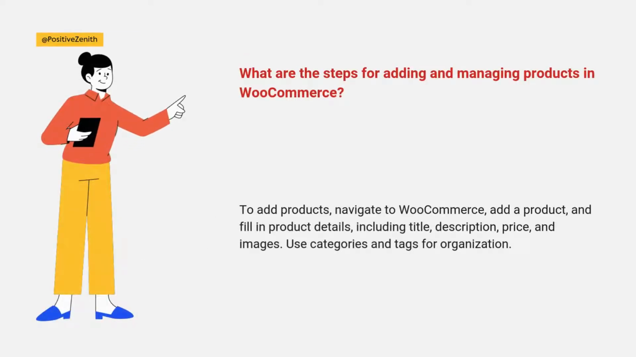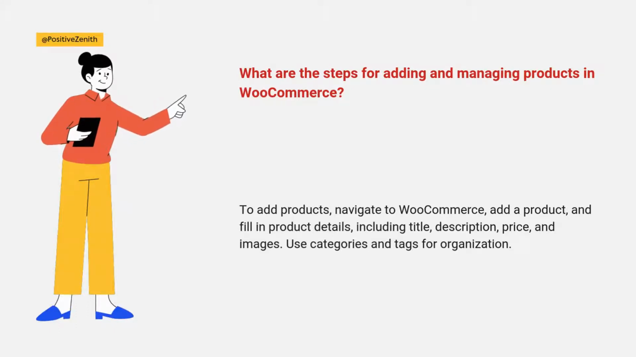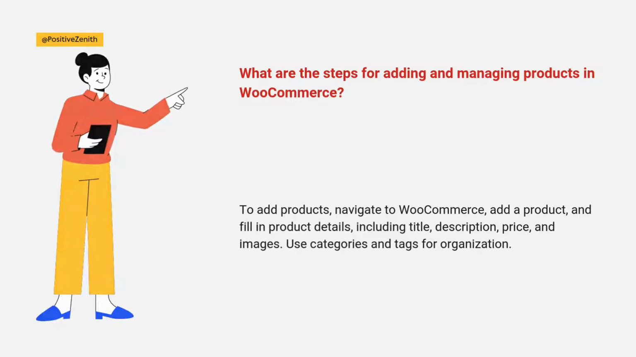What are the steps for adding and managing products in WooCommerce? To add products, navigate to WooCommerce, add a product, and fill in product details, including title, description, price, and images. Use categories and tags for organization.